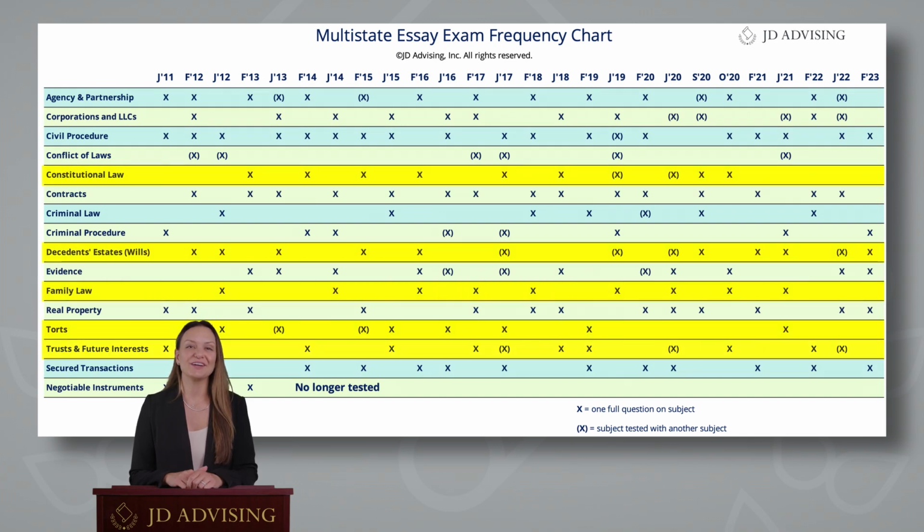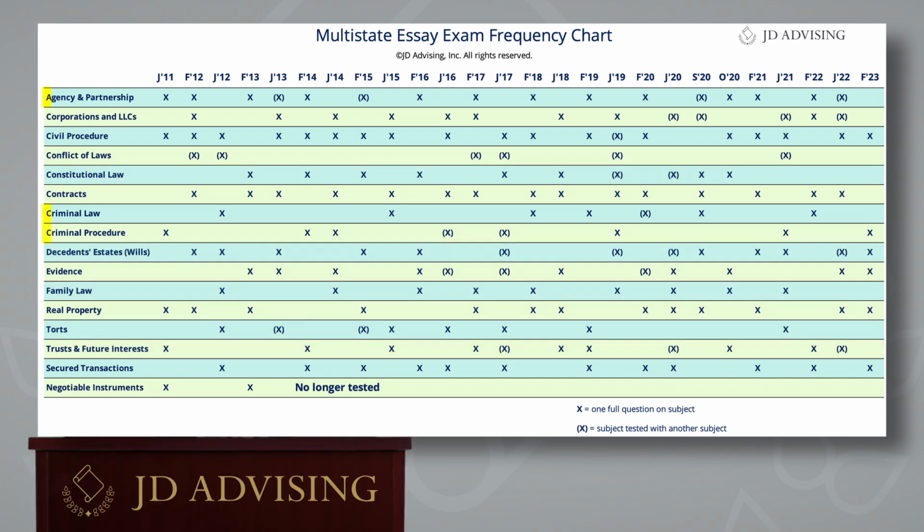Tier 2 subjects are trusts and future interests, decedent's estates, constitutional law, torts, and family law. Then finally, Tier 3, the subjects are criminal law and criminal procedure, and conflict of laws. One thing I want to note about our chart is that we have divided up criminal law and procedure, so you can see when each was tested, rather than grouping them together. This is helpful because sometimes the question is criminal law focused, and other times it is criminal procedure focused. Thus, our chart is helpful in differentiating that.